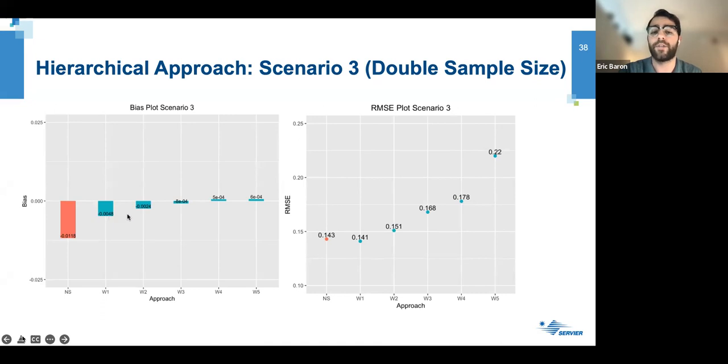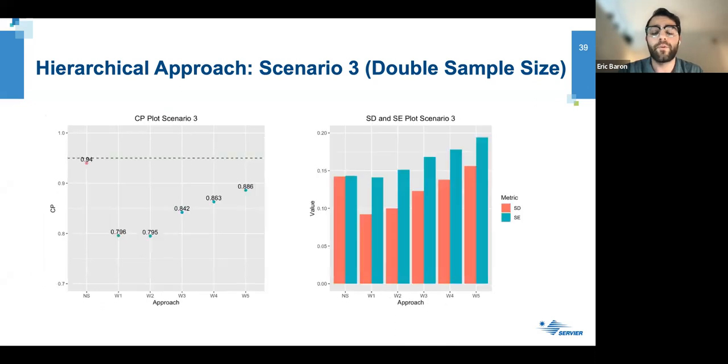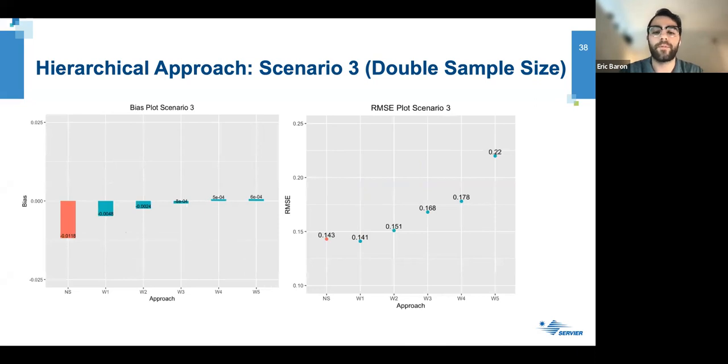this bias does tend to decrease as we put more and more weight on the middle stratum. The penalty is that our RMSE is increasing as well, going from non-stratified to more and more weight on the third stratum, or the middle stratum. Similarly, once again, when we double the sample size, we do notice our bias does decrease as a result. So when there's a larger sample size, we better estimate the parameter of interest.